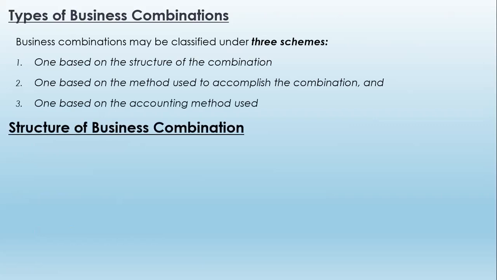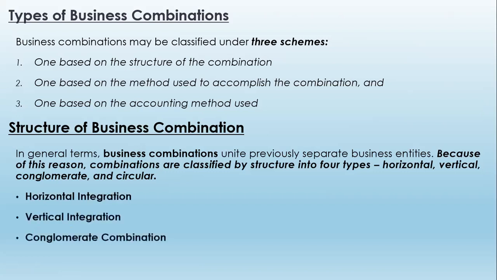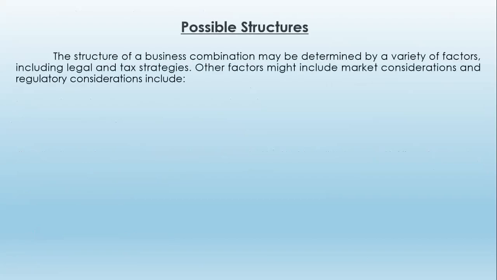Structure of business combination. In general terms, business combinations unite previously separate business entities. Because of this reason, combinations are classified by structure into four types: horizontal, vertical, conglomerate, and circular. So remember these four types: horizontal integration, vertical, conglomerate, and circular combination. So we have now these possible structures.